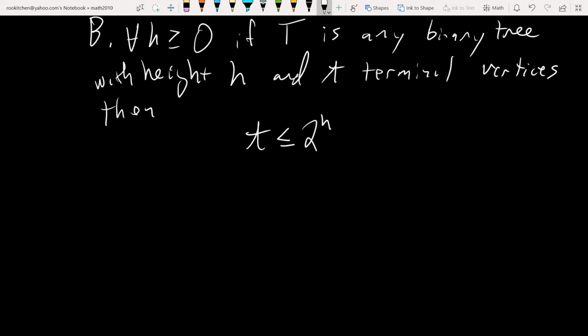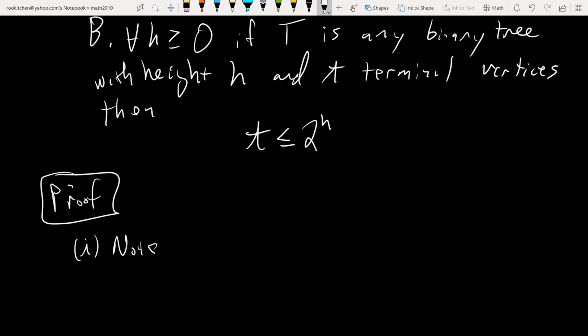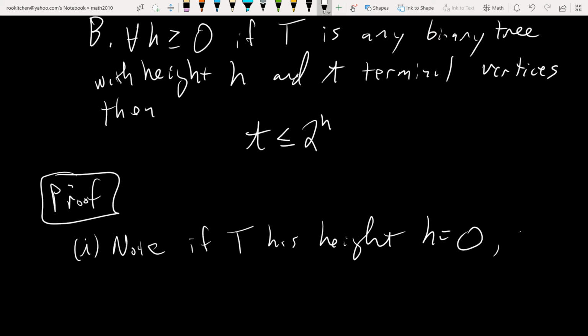The way they prove this theorem is by induction, and I'll try to sketch that out a little bit. So proof, the basis step first. Note if T has height h equals 0, then it has just one terminal vertex. It's the trivial tree, right?